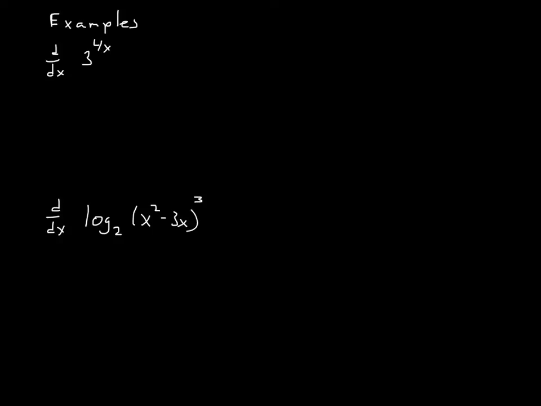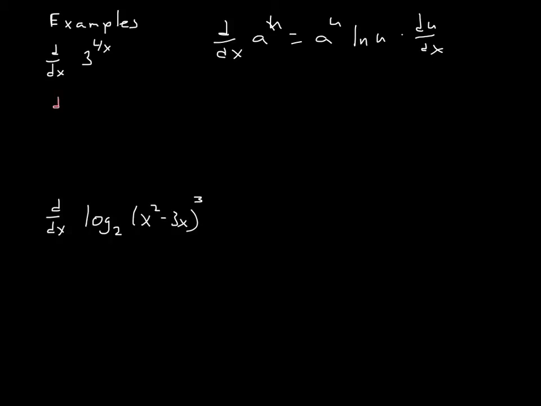In this first example, we're going to take the derivative with respect to x of 3 to the 4x power. Well, I know that the derivative with respect to x of a to the u is equal to a to the u times the natural log of a times du dx. So in this particular problem, u is going to be 4x. I know a is in the 3 spot.